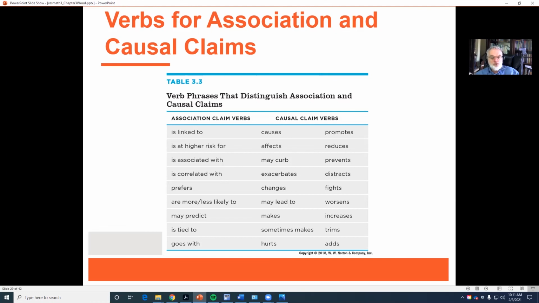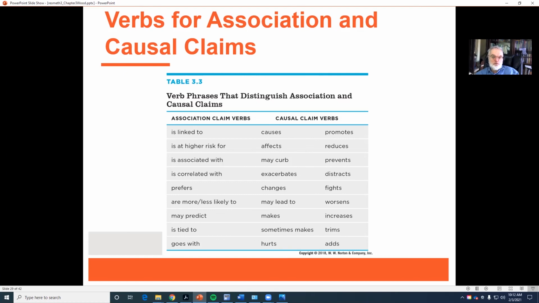Other terms: is associated with, is correlated with, prefers, is more or less likely, may predict, goes with. Those are all, there's some relationships going on there.